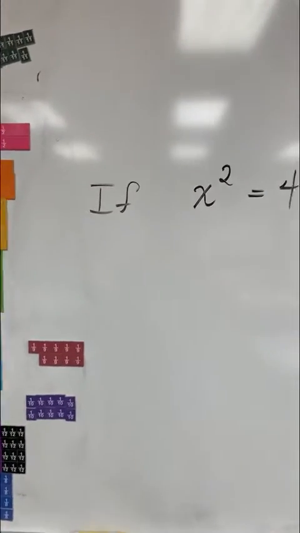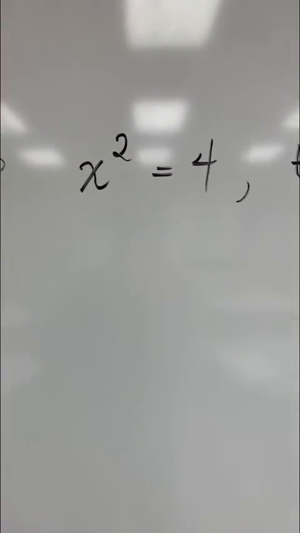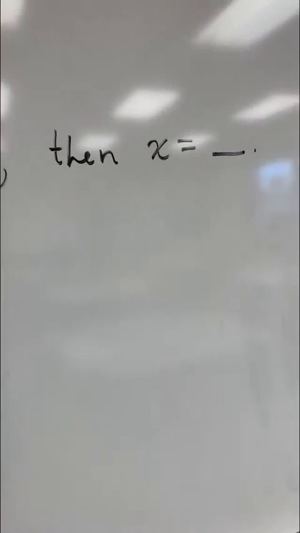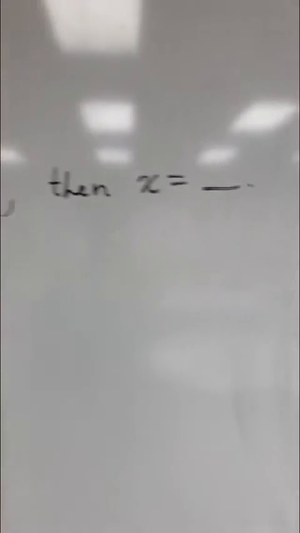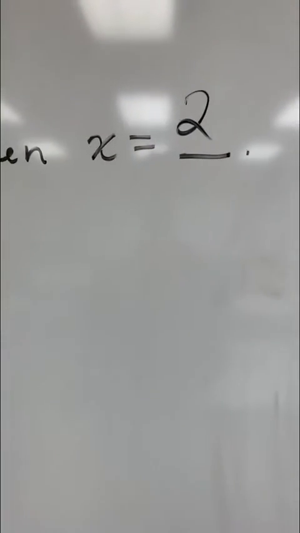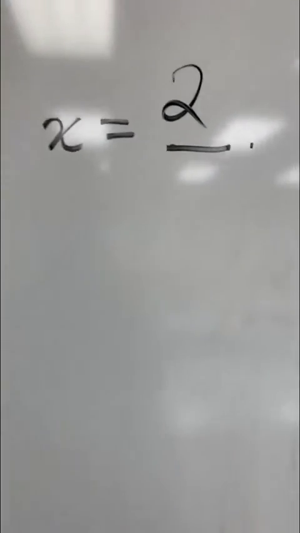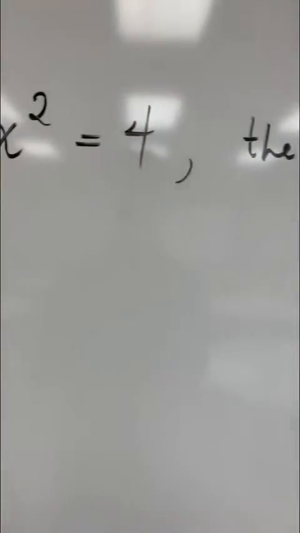So I'm going to start off with this statement. If x to the second power is equal to 4, then x equals. At that point, we have to figure out what number we can raise to the second power to get 4. All right, so x is equal to 2. But remember, if you say x is equal to 2, you're only halfway correct.